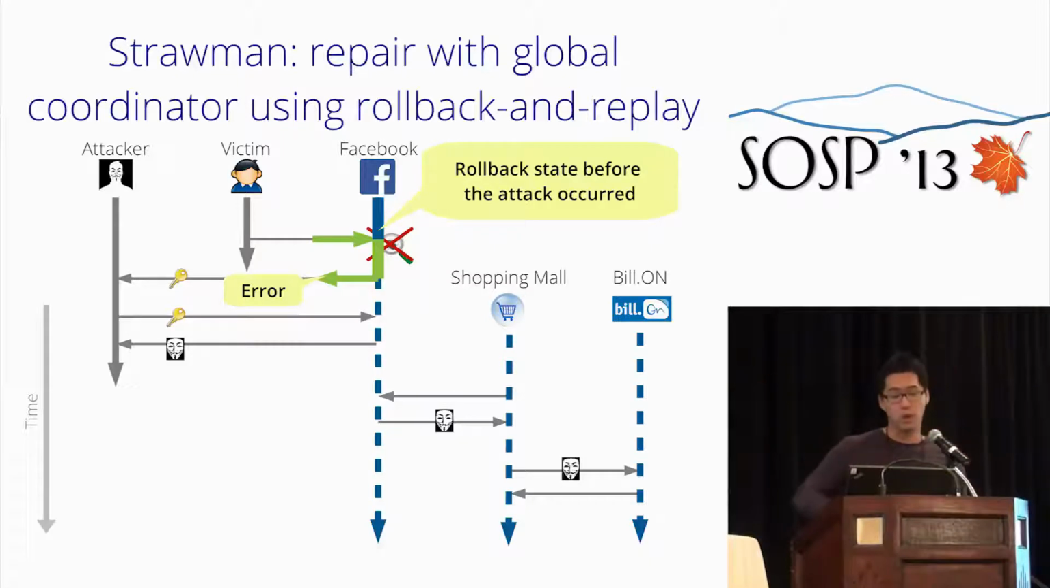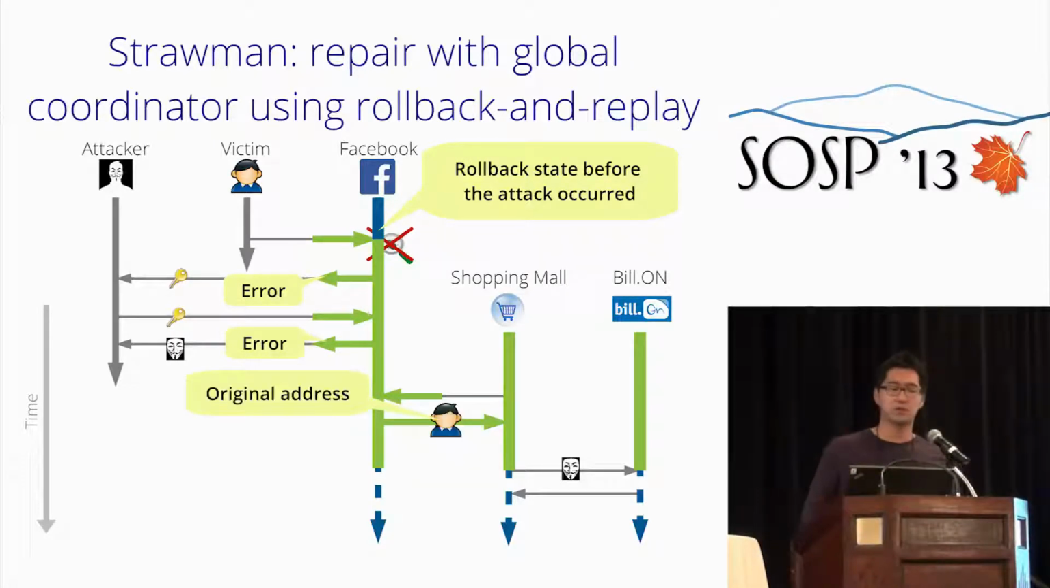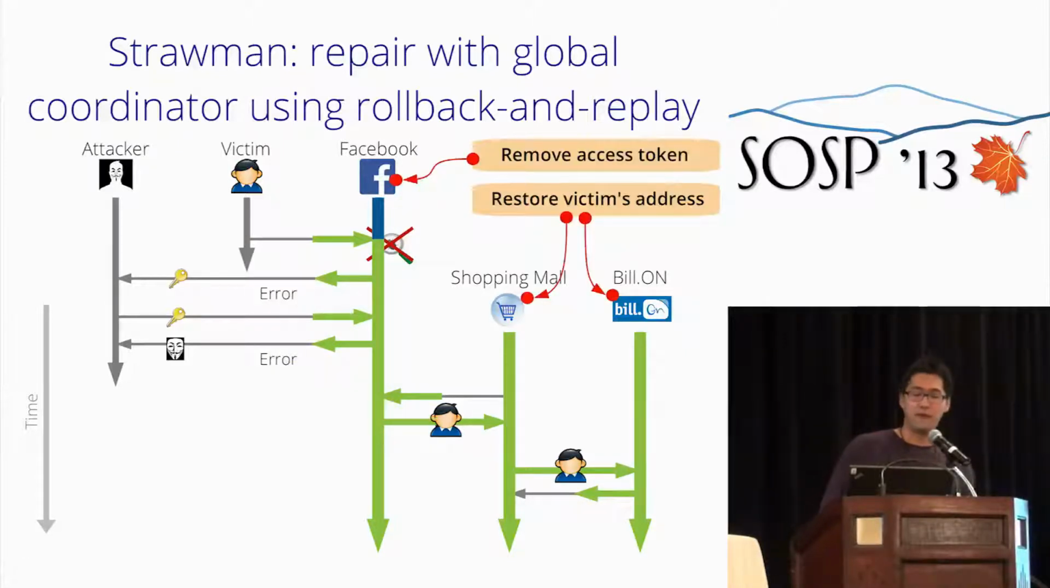For example, when we re-execute the authentication request by the victim user, we simply return an error to the victim. And when we re-execute the update request by the attacker, because we didn't authorize this access token at this moment, we simply return an error to the attacker. And similarly, when we re-execute requests by the shopping mall, we return the original victim's address to the shopping mall, and similarly to the bill-on service. Then after this recovery, in Facebook, we remove the access token of the attacker. The 2 other services simply get the original victim's address.